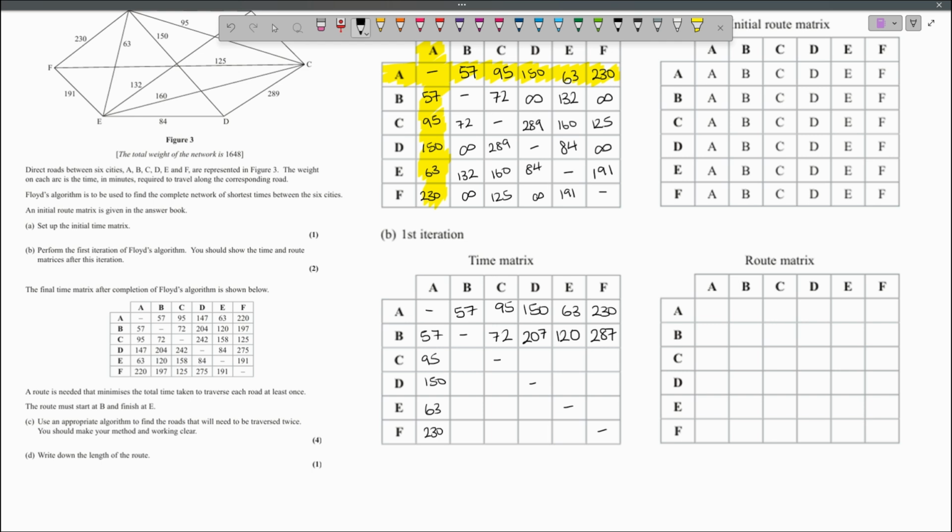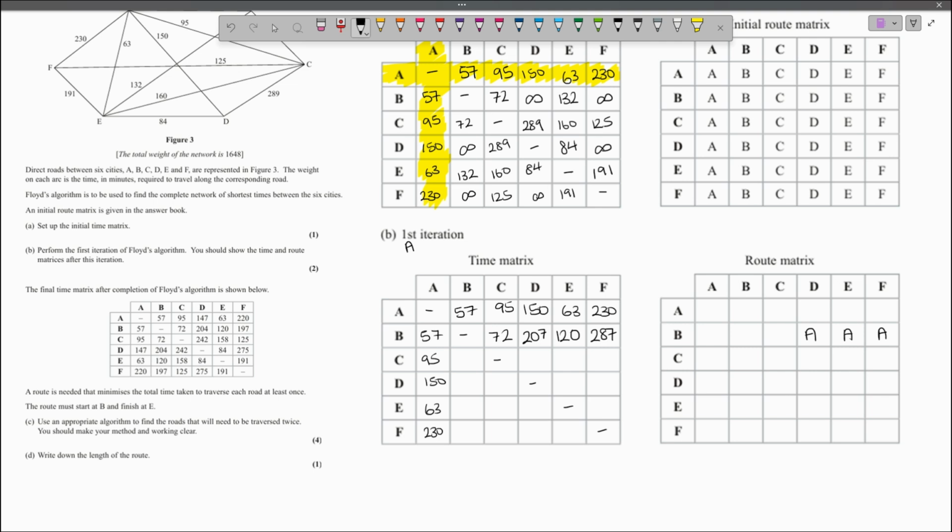And whilst I've been doing this, I've been forgetting to update my route matrix. You can complete the route matrix afterwards, but it's going to be really awkward identifying which values you've changed. So my recommendation is when you change a value, also update the route matrix for that respective value to the new letter. And in this case, it's going to be the letter representing the iteration we're on. So the first iteration is going to be A, so I can add in A's for B to D, B to E, and B to F because these three values have reduced.